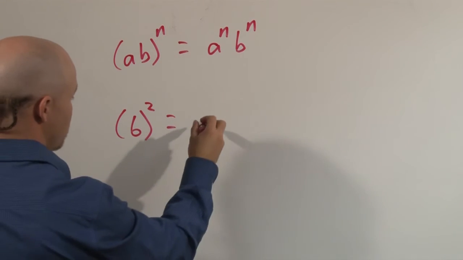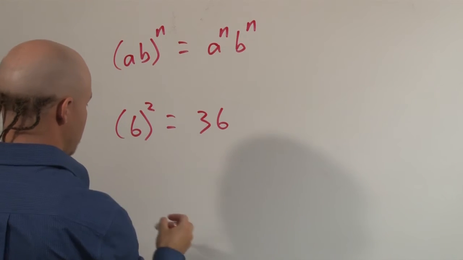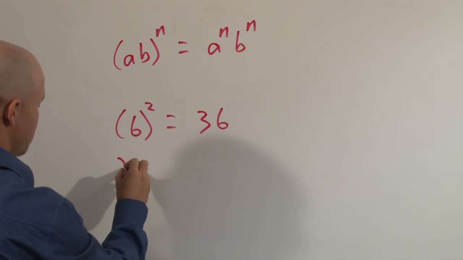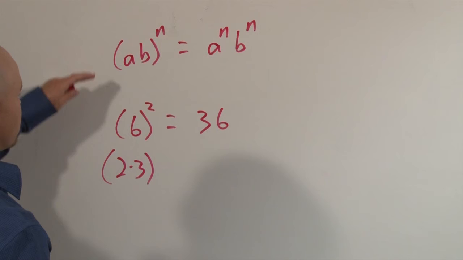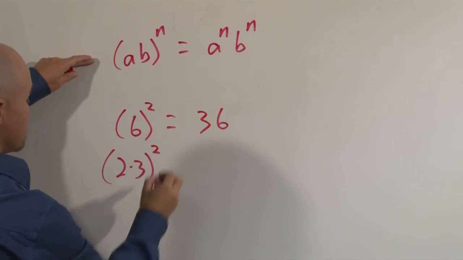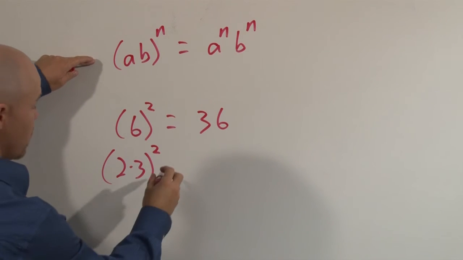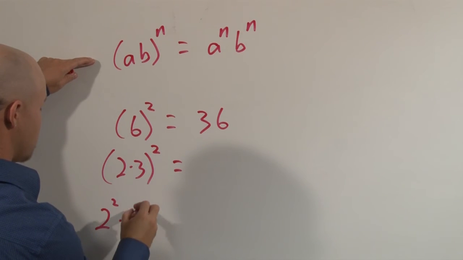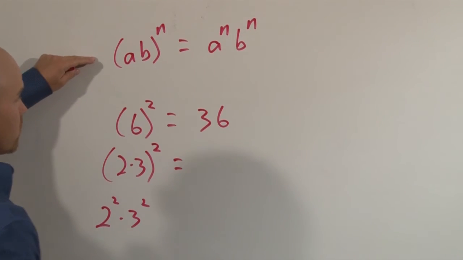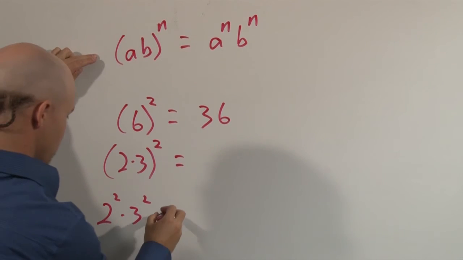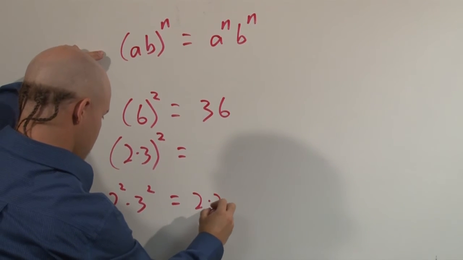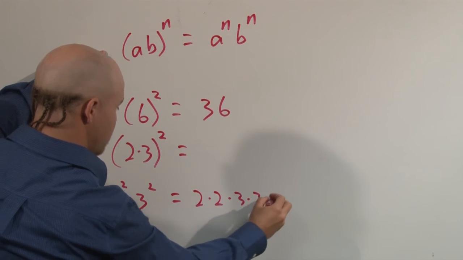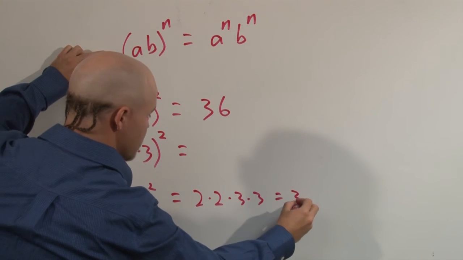This can equal, well, we know it's 36. I like to look at this as 2 times 3. Now this is a product like AB, and we're going to raise this to the second power. Well, this can also be looked at as being 2 squared times 3 squared using our rule. What this would become now is going to be a 2 times 2 times 3 times 3, which still is going to equal our 36.